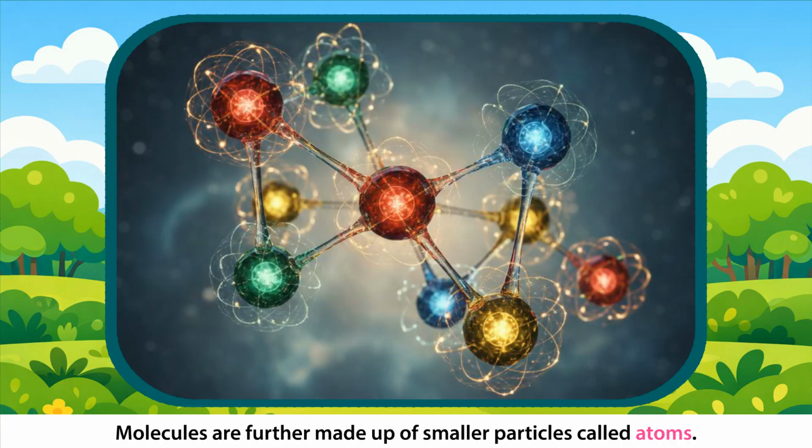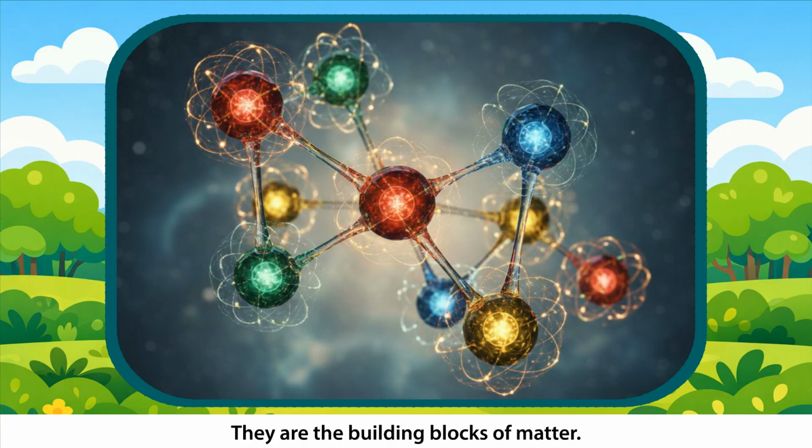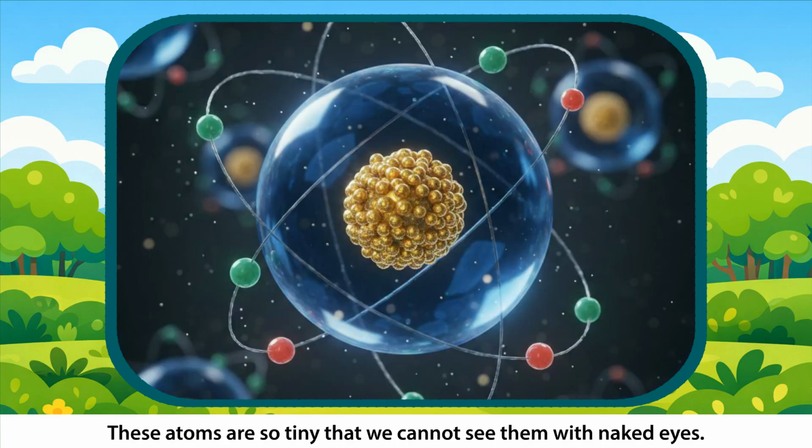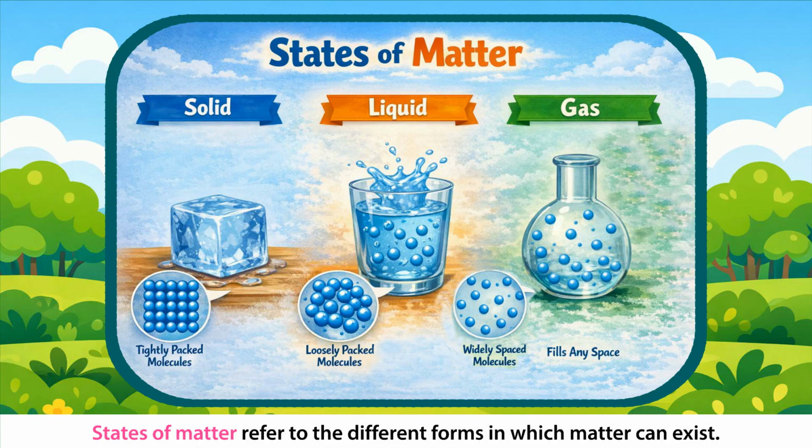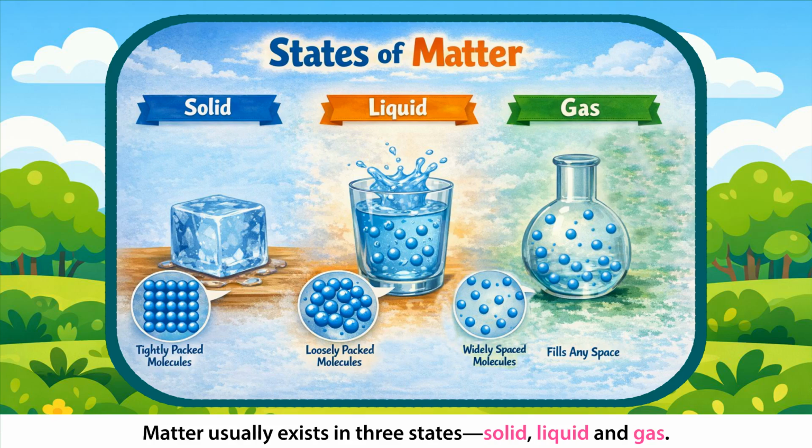Molecules are further made up of smaller particles called atoms. They are the building blocks of matter. These atoms are so tiny that we cannot see them with naked eyes. Different states of matter. States of matter refer to the different forms in which matter can exist. Matter usually exists in three states: solid, liquid, and gas.